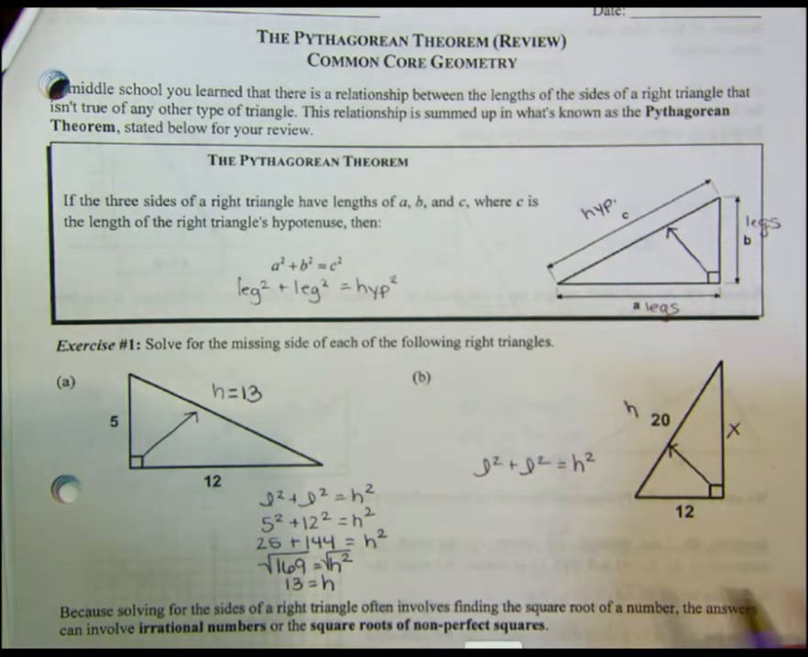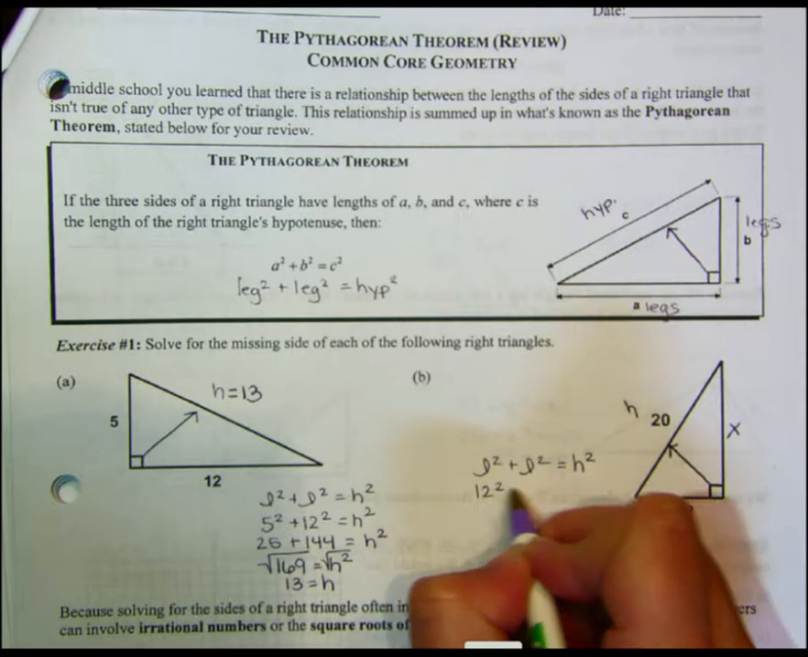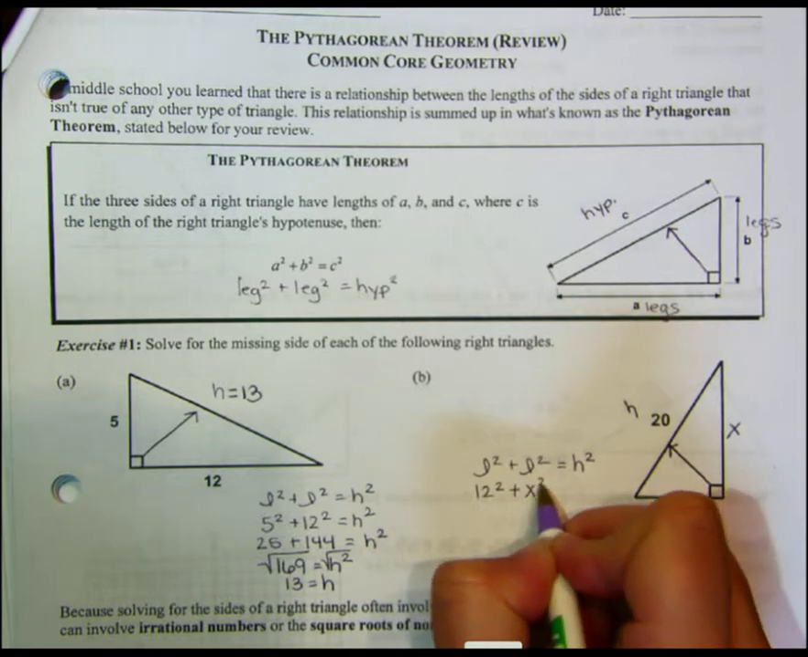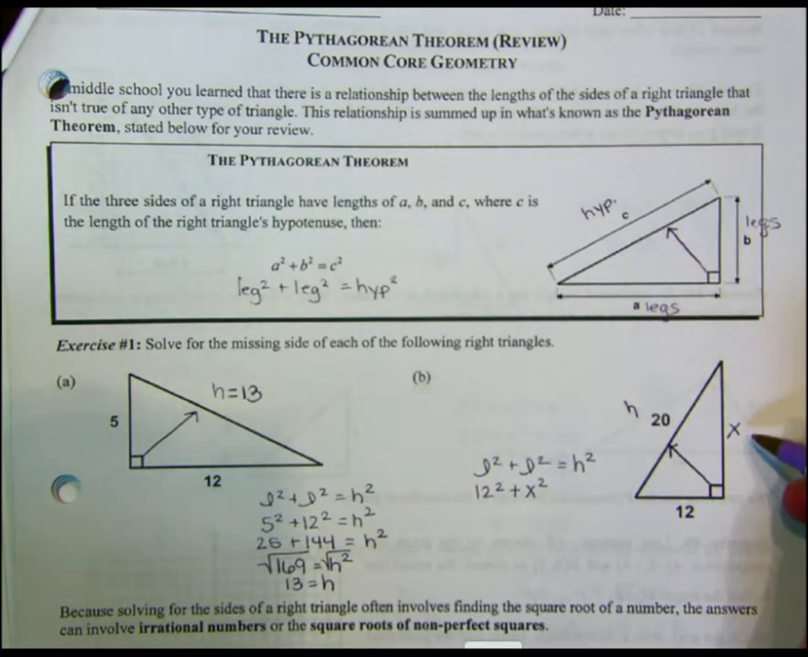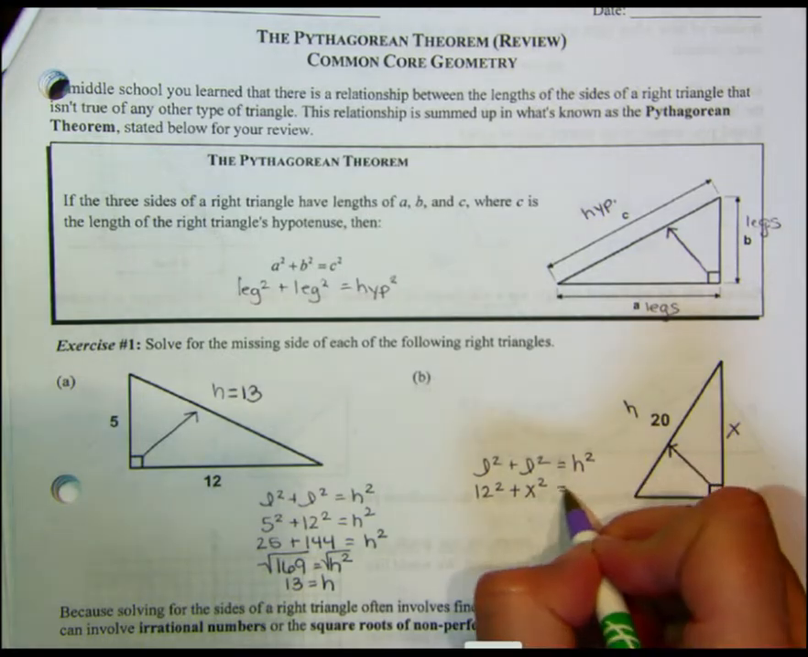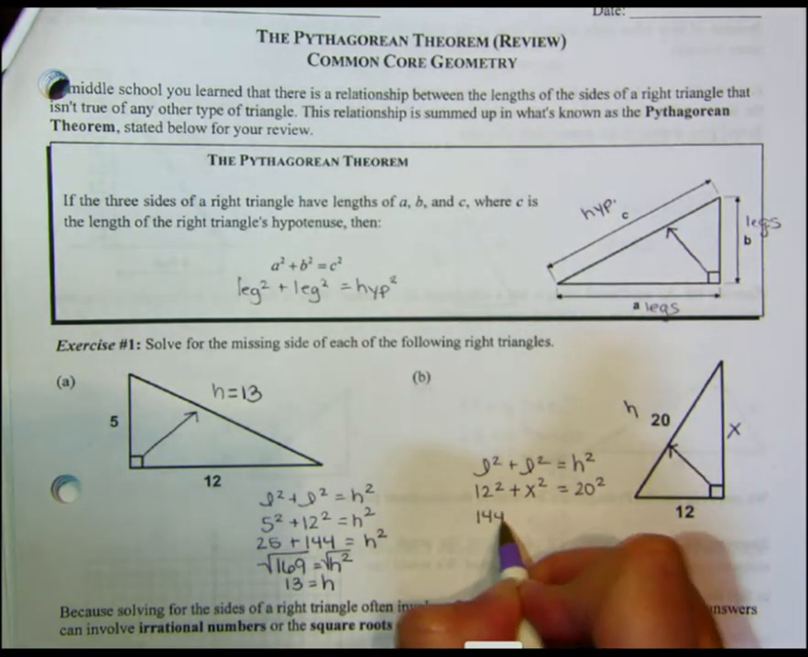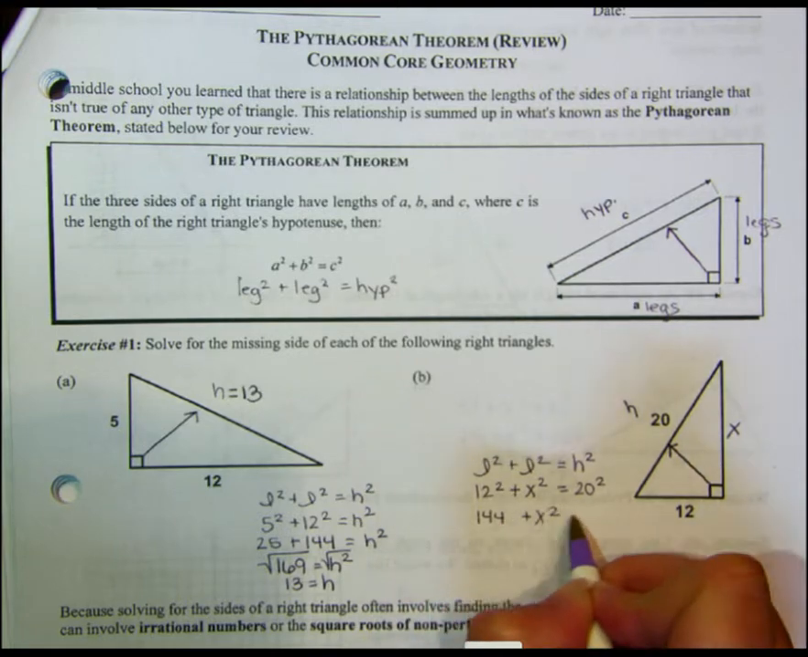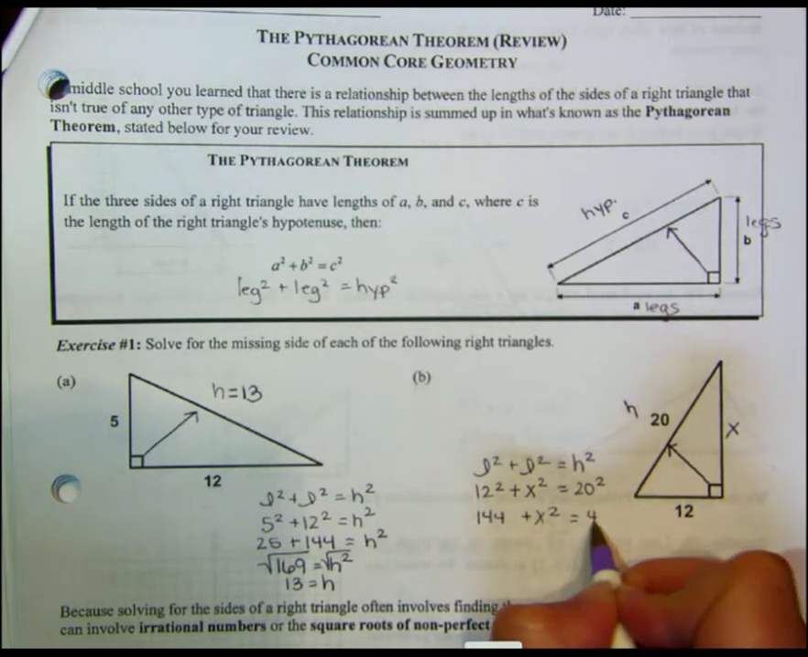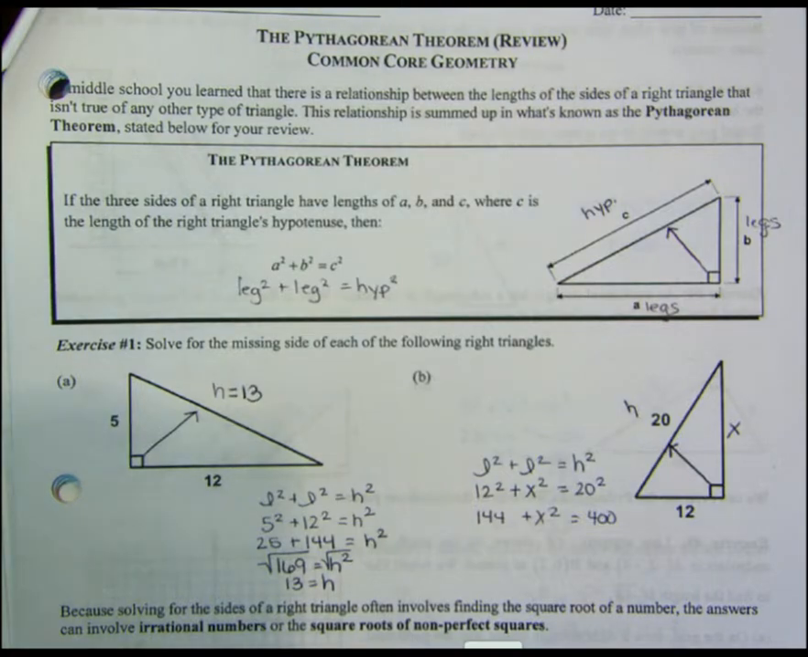We know one of the legs is 12. The other leg is what we're looking for, and I'm going to call that x just because that's what I labeled it in my picture. And my hypotenuse is 20. So 12 squared is 144 plus x squared, and that's going to equal 20 squared, which is 400. And now we have to do some subtraction. So we're going to take 400 and subtract 144. And when we take 400 and subtract 144, we get 256.